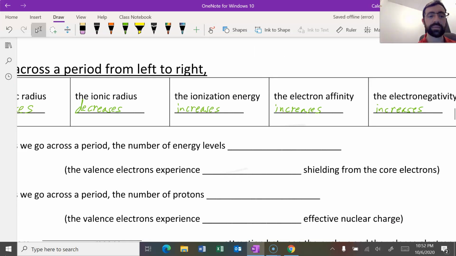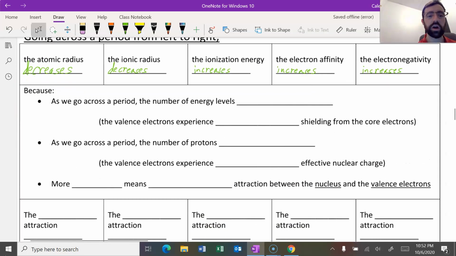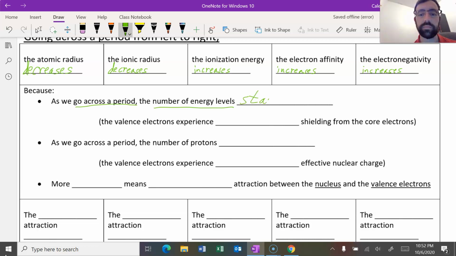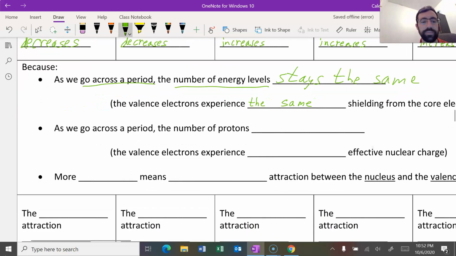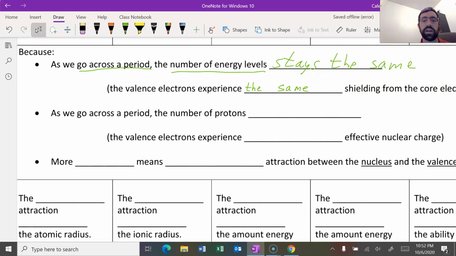By the way, it is important that you not only know the trends, but also are able to explain why. As we go across a period, the number of energy levels stays the same. The valence electrons experience the same amount of shielding from the core electrons. But as you go across the period, the number of protons increases.